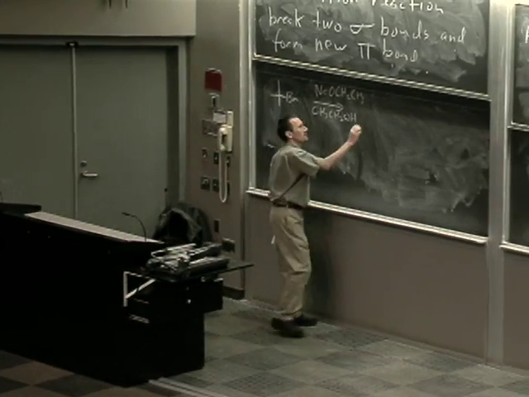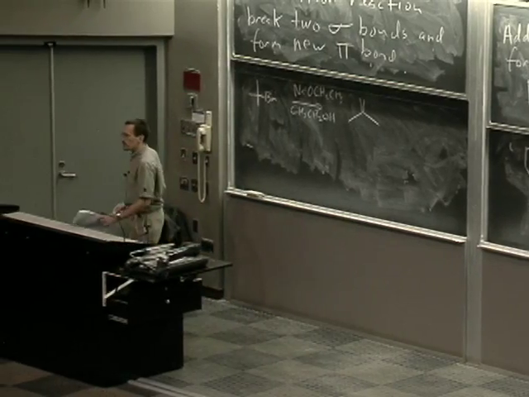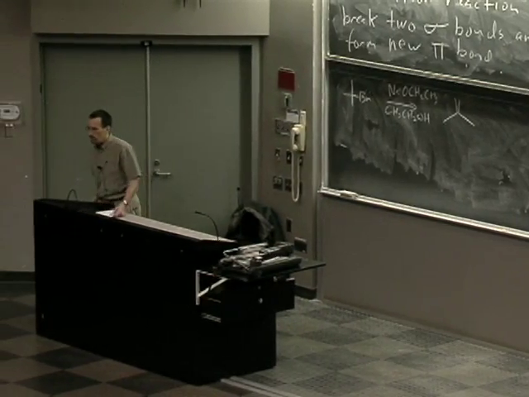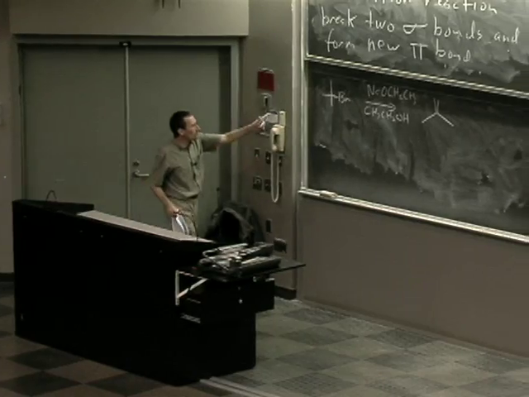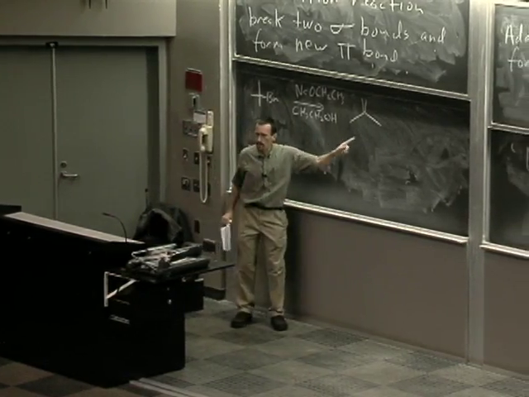If we do this, then the product of this reaction is an alkene, 2-methylpropene. So we can see there wasn't a pi bond in the reactant, and now we formed a pi bond.